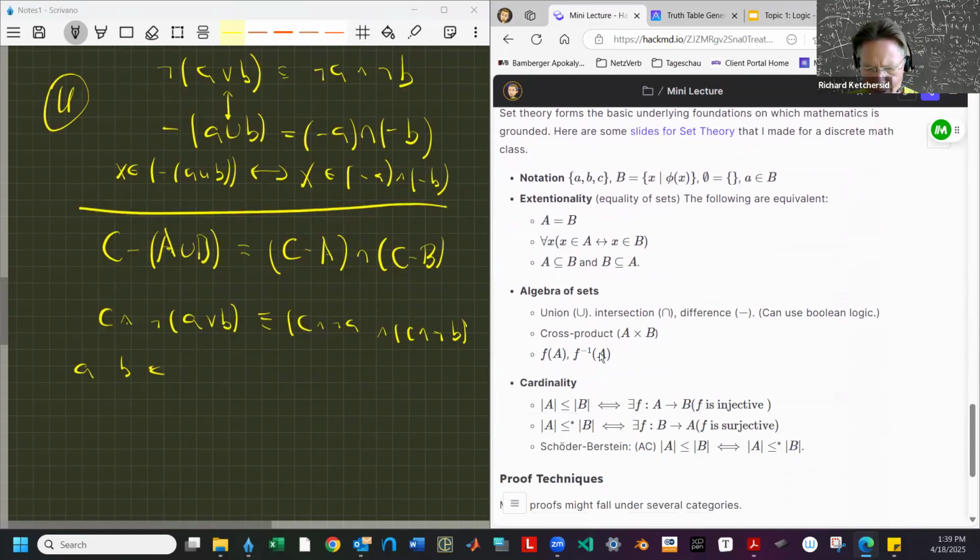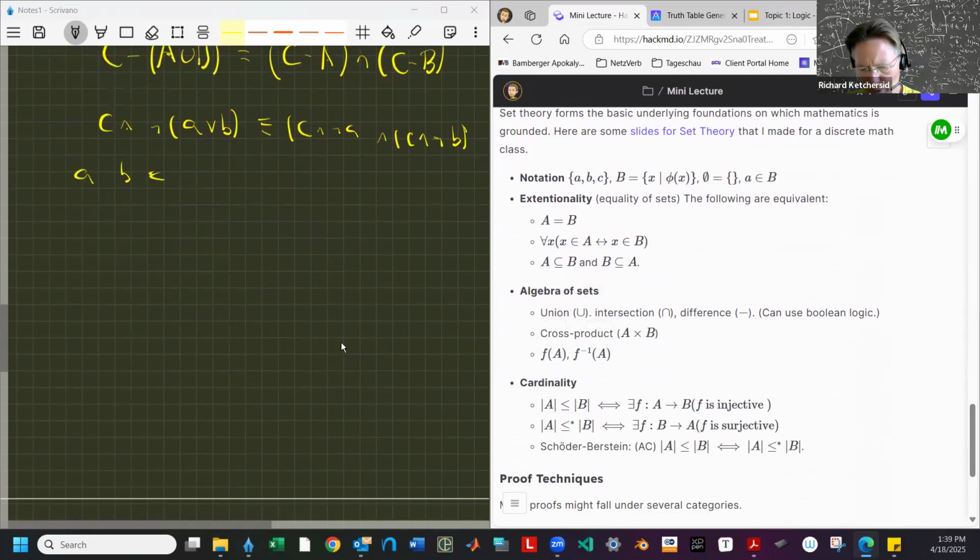Let's see what else in sets. So we've got the algebra of sets, functions. Oh, we have some more things, like we can do cross products. So this is just useful to know, right? A cross B is a set of ordered pairs, (a, b). You know, we could go on and on.